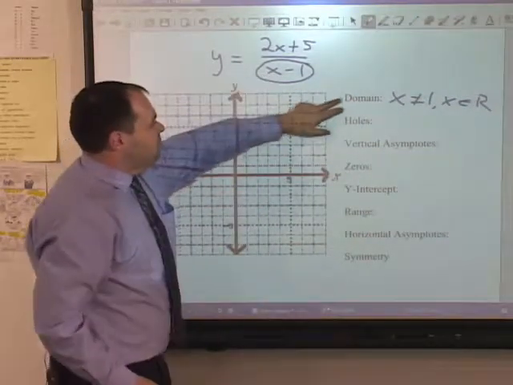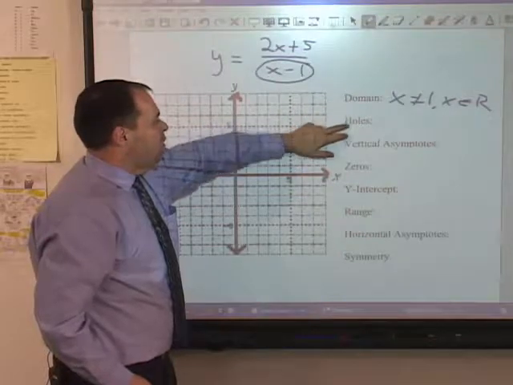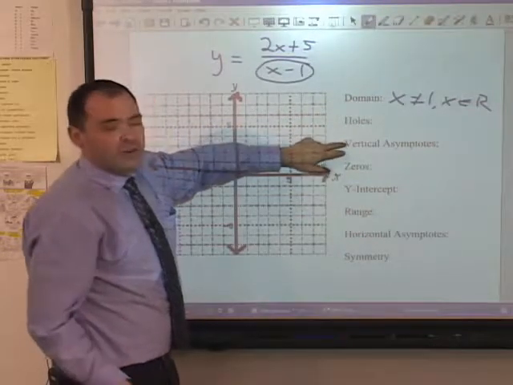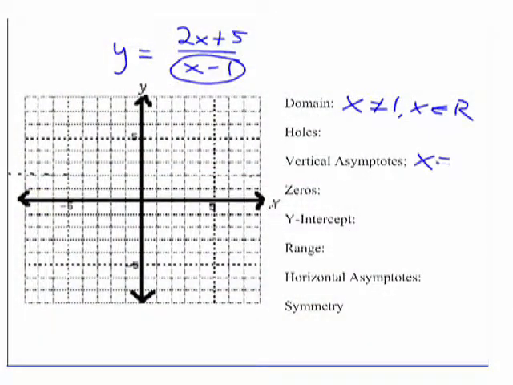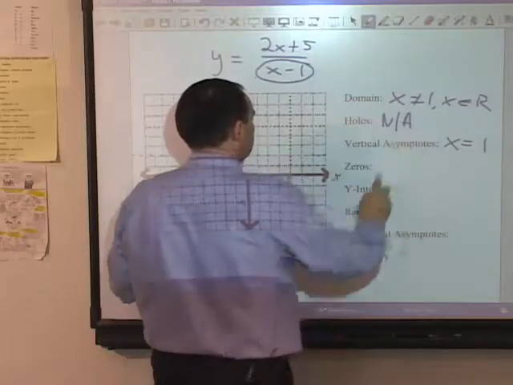Associated with that, at a point where it's undefined, we're either going to have a hole or a vertical asymptote. Well, we saw from our calculator that we had a vertical asymptote at x equals 1. We'll see an example of a hole in the next example, so this is not applicable in this case.